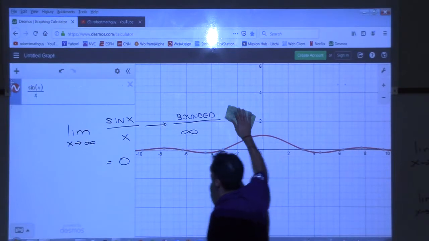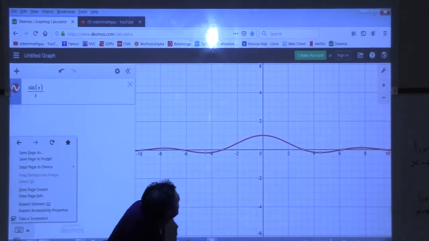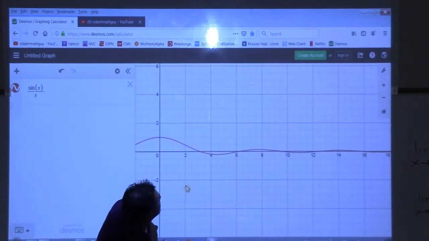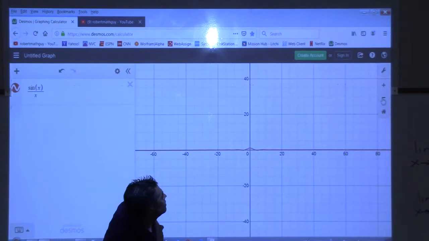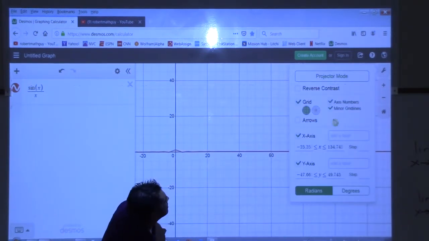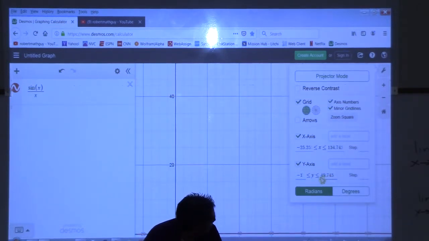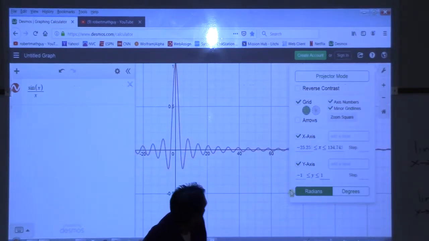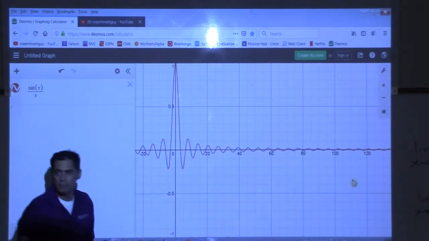Let me get this out of here, and let me zoom this out. So remember, we're headed to infinity. So take a look at that graph. I really need to change my range here. See if I can do this easily. I don't remember if this is the way you do it or not. Yeah. Go away. You see that?